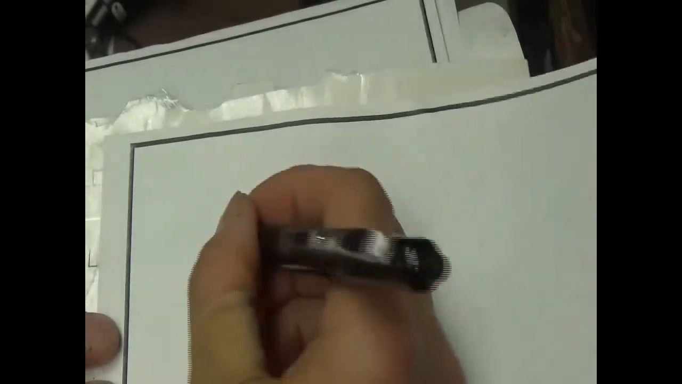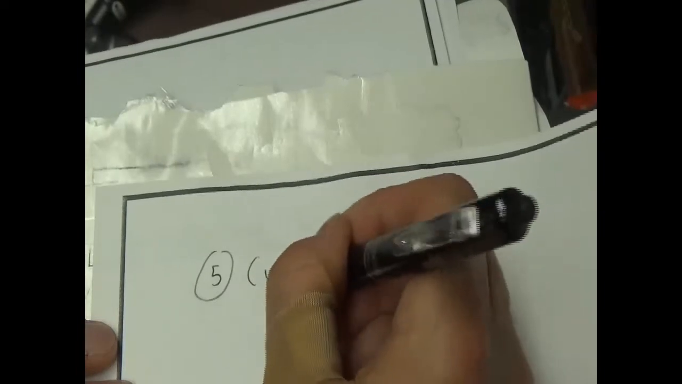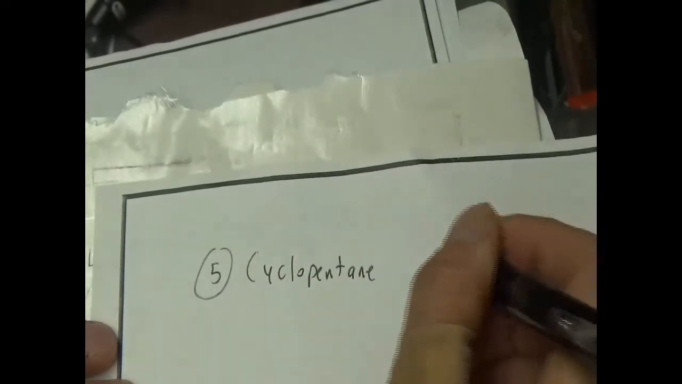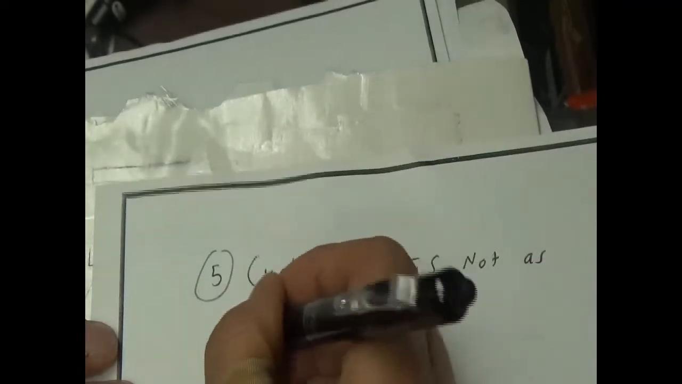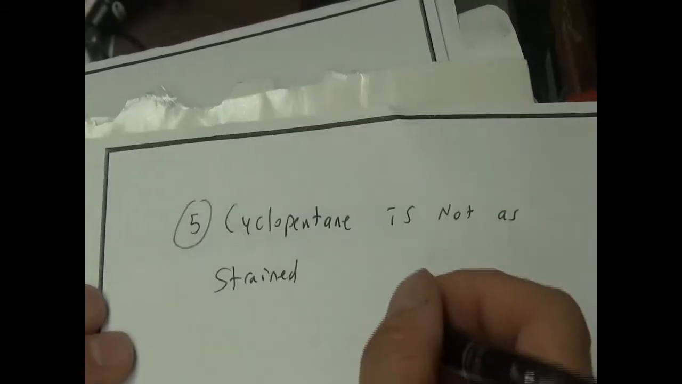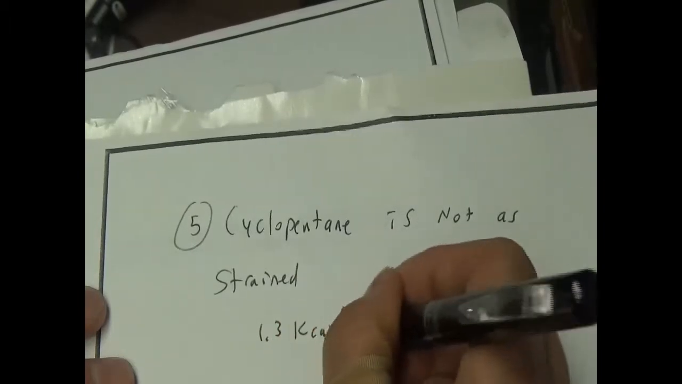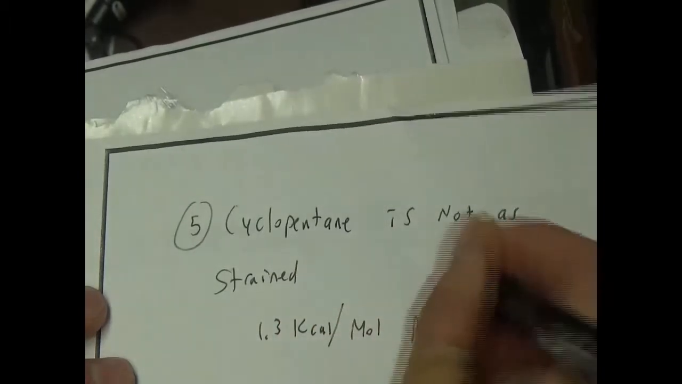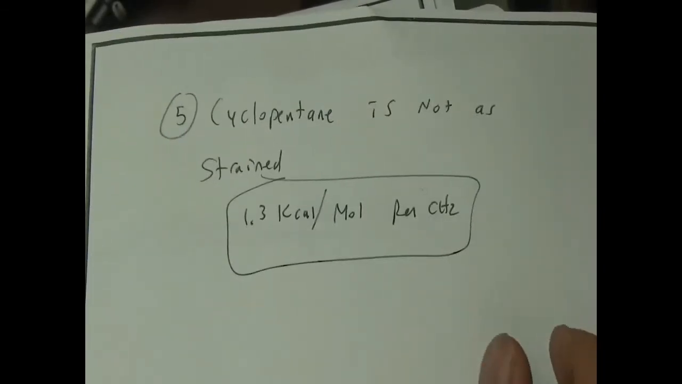All right, so we did cyclopropane and cyclobutane. They're really highly strained ones. Let's do cyclopentane now. Cyclopentane is not as strained. If you remember the number from our little table, it's 1.3 kilocalories per mole per CH2, which is definitely not as bad as cyclopropane or cyclobutane, but there's some strain there.